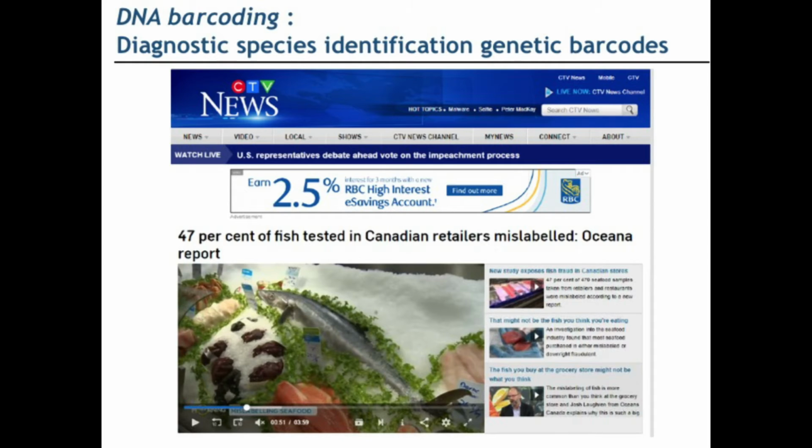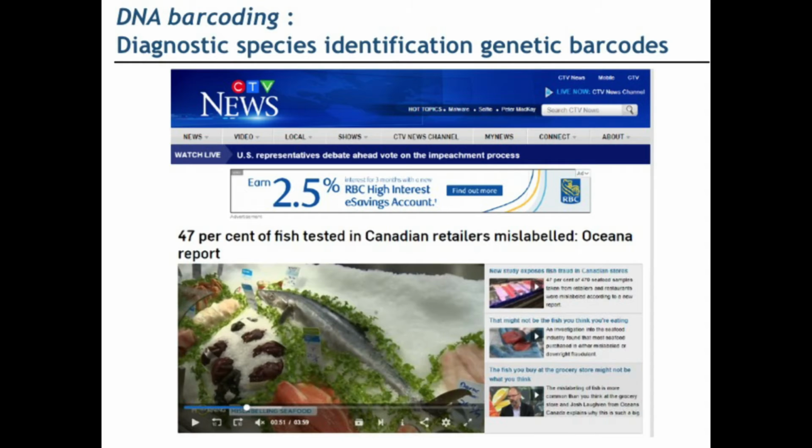This came out again. That was another similar study of that type done by this group Oceana across Canada, and that was published 2 or 3 weeks ago, no more than that. So things have not changed over the last 8 years. 47% of the fish tested in Canadian retailers were mislabeled, just about the same proportion that we have seen across the province of Quebec.